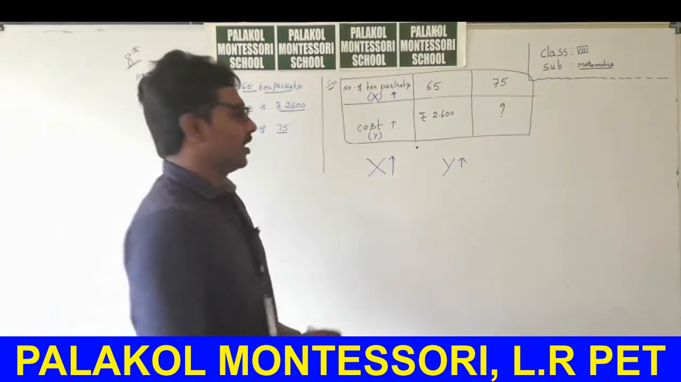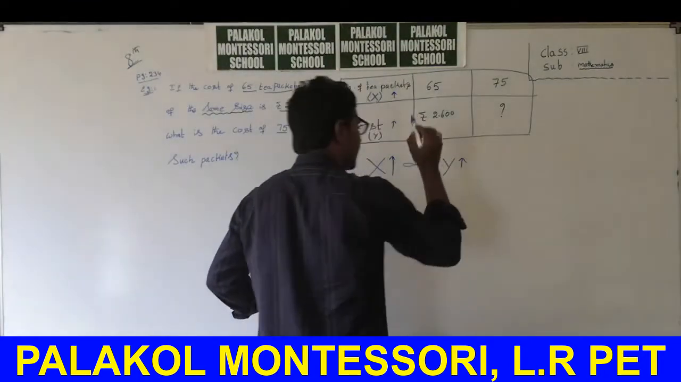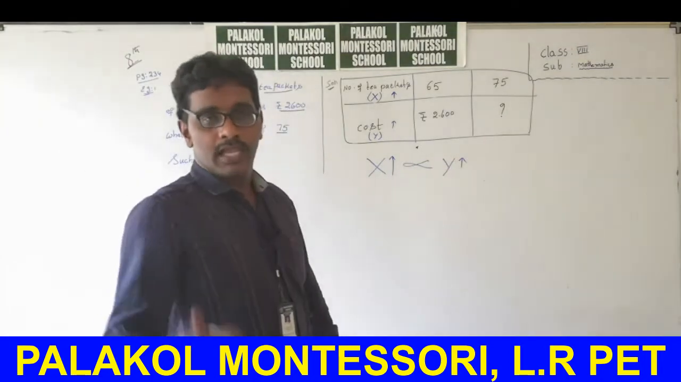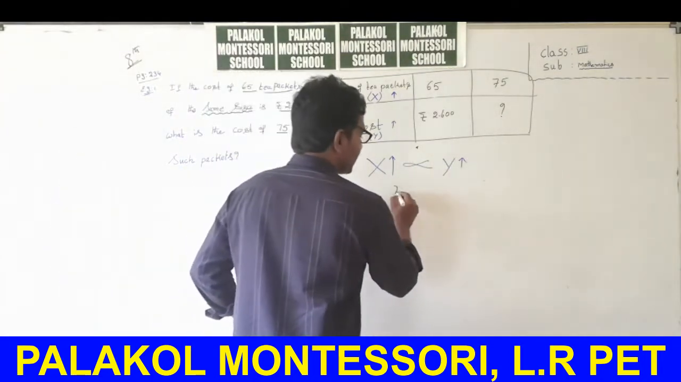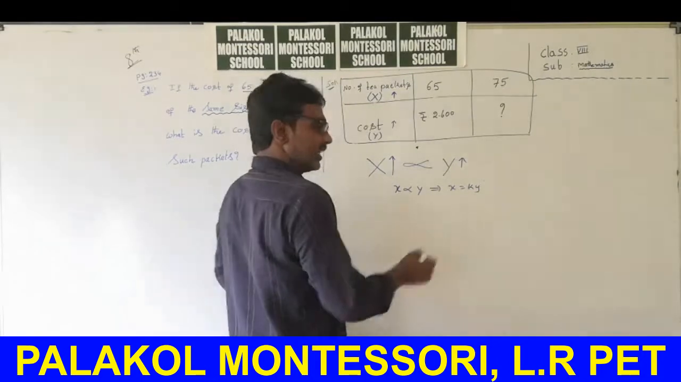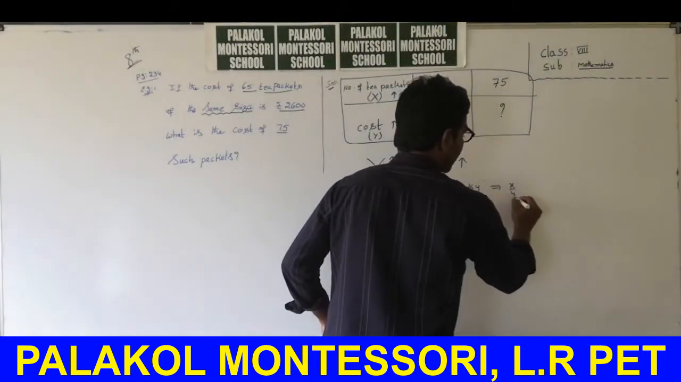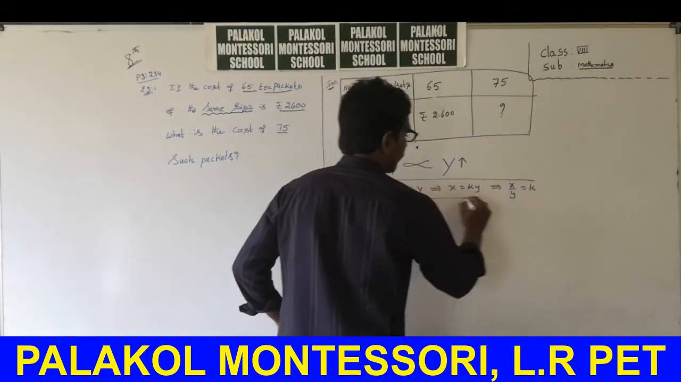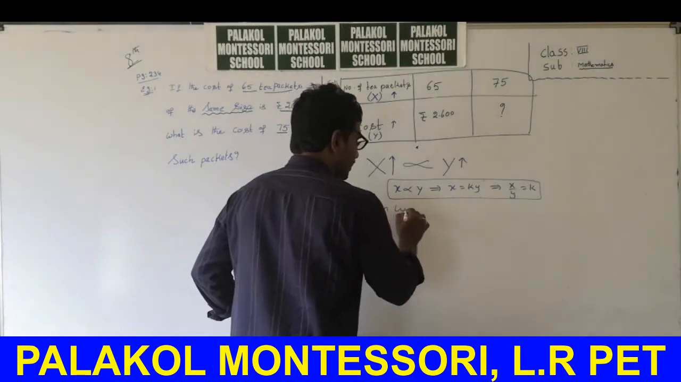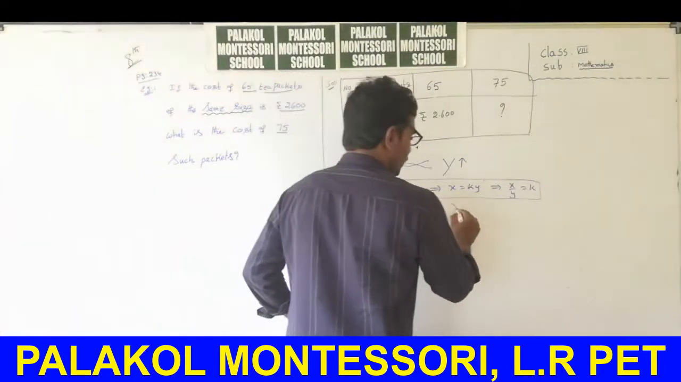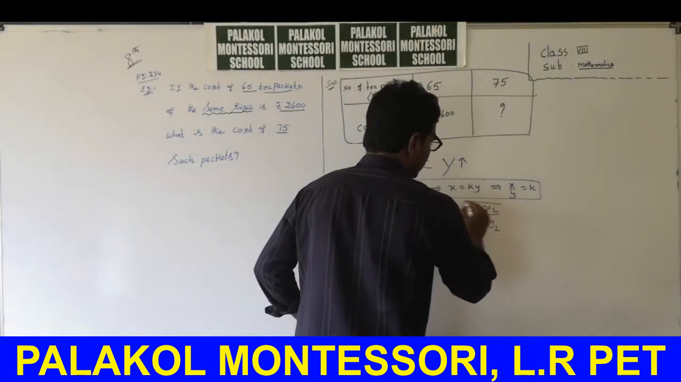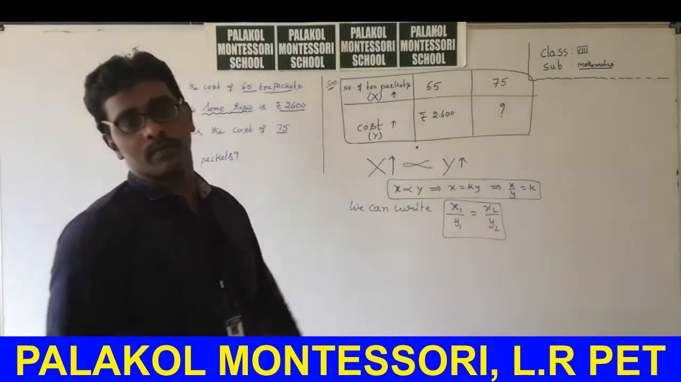That means it is directly proportional or inversely proportional? Directly proportional. X is directly proportional to Y. Immediately remember that if X is directly proportional to Y, then X is equal to K into Y. This one you write as X by Y is equal to K. Keep this point in your mind. Now you can write x1 by y1 equal to x2 by y2. This is the directly proportional formula.